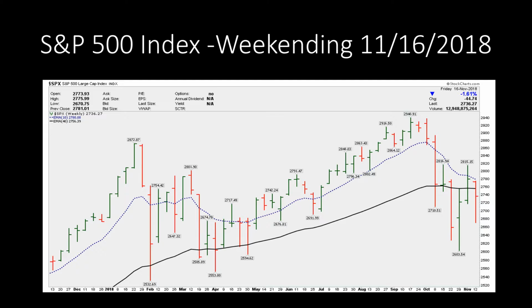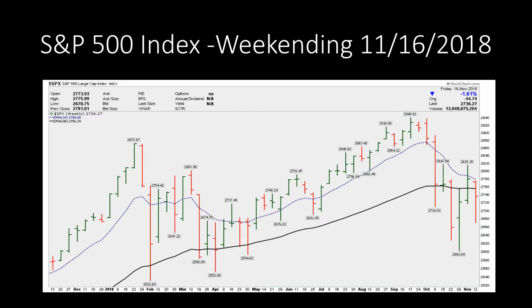Now, in this slide, I add a longer-term moving average to the mix. The black solid line represents the 40-week moving average. This moving average is a long-term trend indicator. If one is using daily charts, this would represent the 200-day moving average. According to Investopedia, this moving average is commonly used in stock trading to determine the general market trend. As long as a stock's price remains above the 40-week moving average on a weekly time frame, the stock is generally considered to be in an overall uptrend.